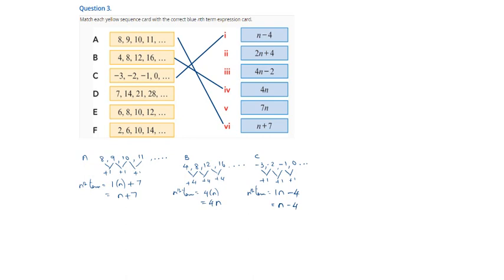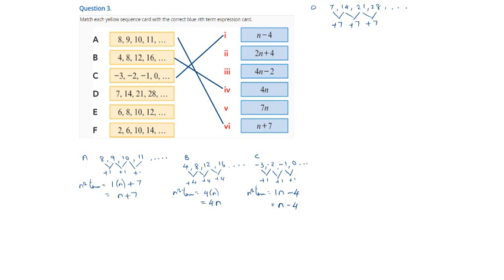Moving on to the next sum, card D. The card is 7, 14, 21, 28, etc. Now here you can see this is an increasing sequence. The second term is obtained by adding 7. 21 is obtained by adding 7 to 14. 28 is obtained by adding 7 to 21.